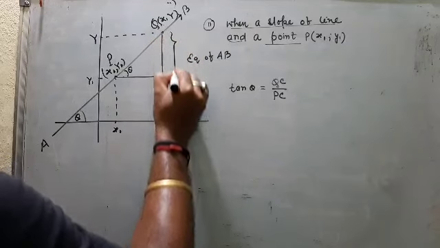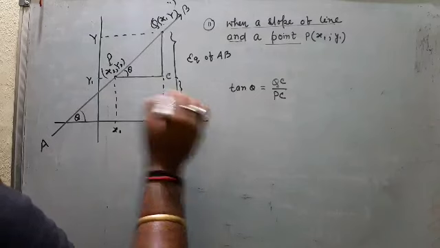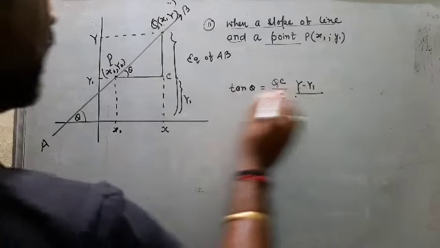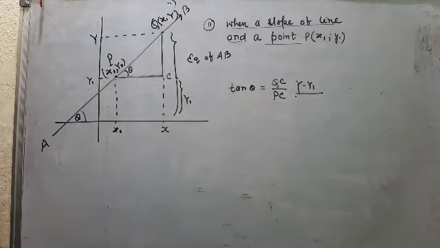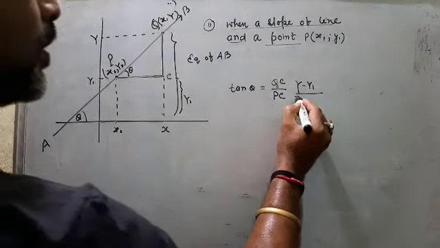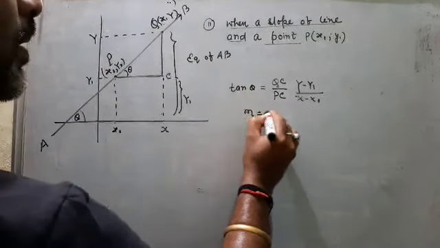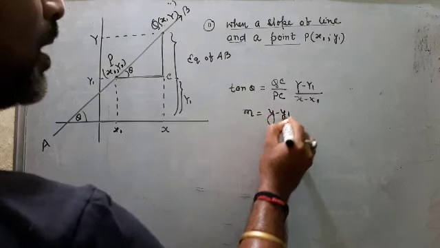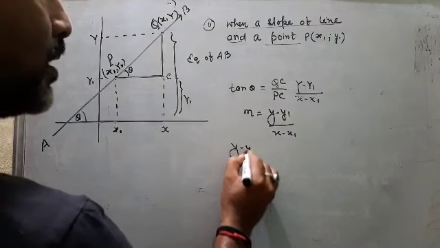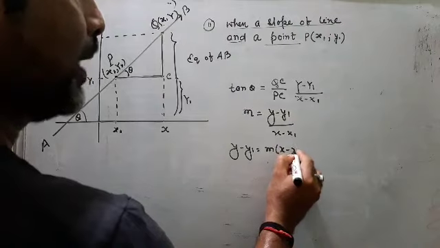From complete y you subtract up to this much y1. So, QC is y minus y1, and PC is what? PC is from complete x you subtract x1. So, x minus x1, and tan theta, that is slope m. So, m is equal to y minus y1 by x minus x1. So, in cross multiplication, y minus y1 is equal to m whole x minus x1.